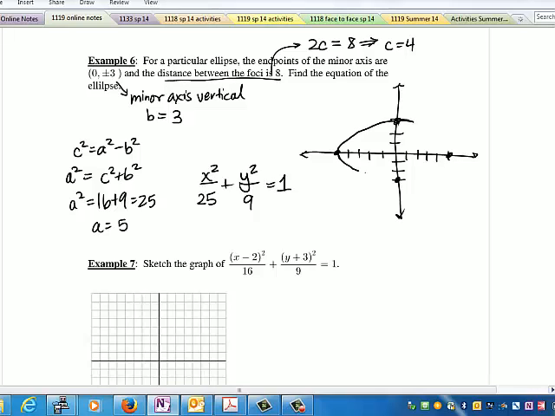So the two vertices are at plus or minus 5, 0. And then the foci, if we wanted to draw those in, c was 4. So 1, 2, 3, 4, and 1, 2, 3, 4. Always on the major axis.